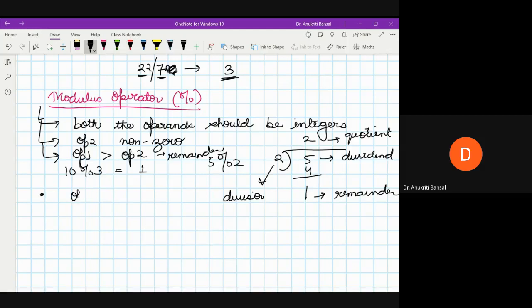If operand 1 is smaller than operand 2, then the output is operand 1. So 3 mod 10 is 3.